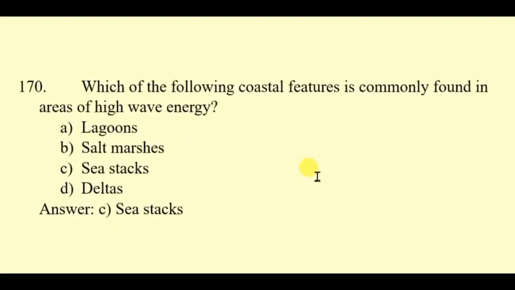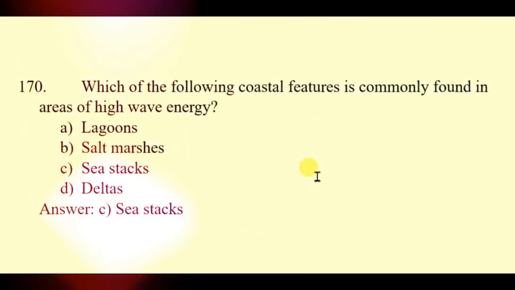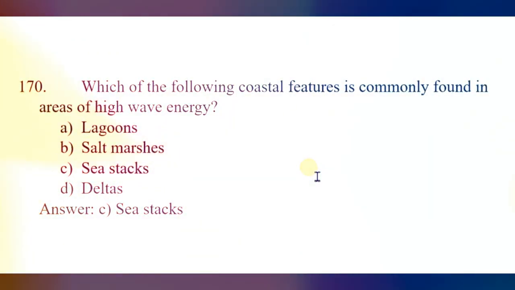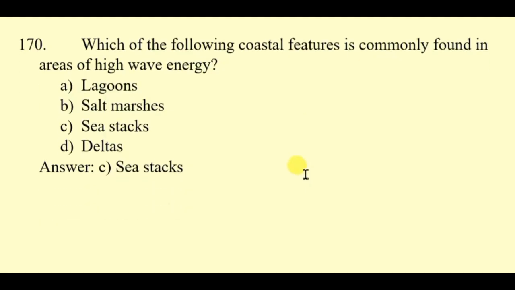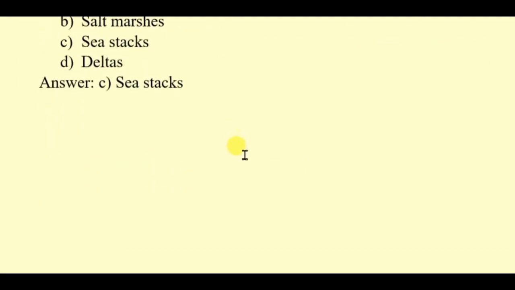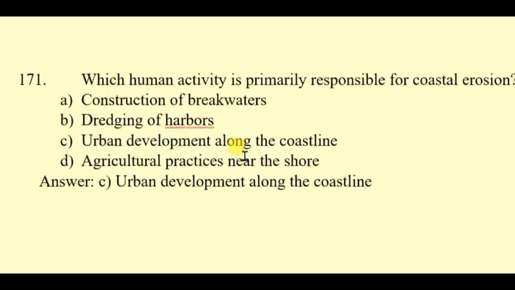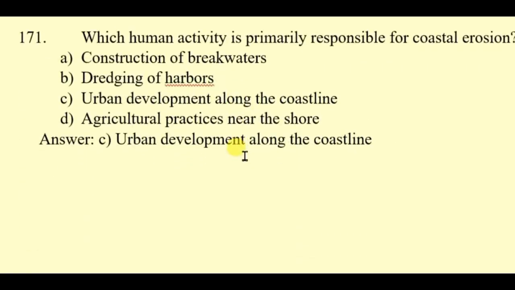Question 170. Which of the following coastal features is commonly found in areas of high wave energy? Lagoons, salt marshes, sea stacks, deltas. Here the right answer will be sea stacks, which is an erosional landform, and the others are depositional or mixed erosional and depositional landforms.